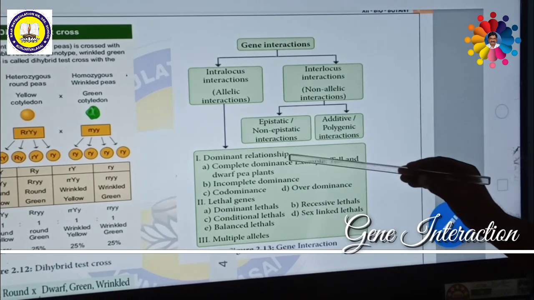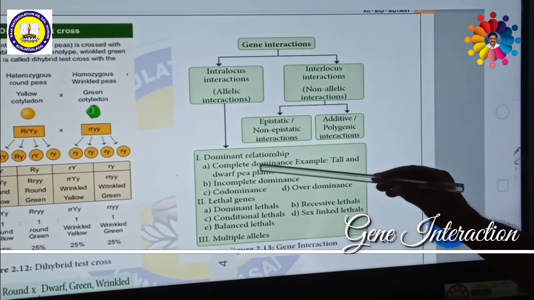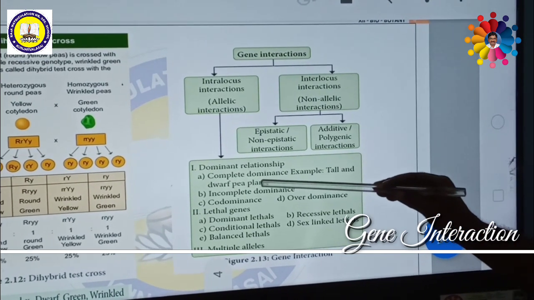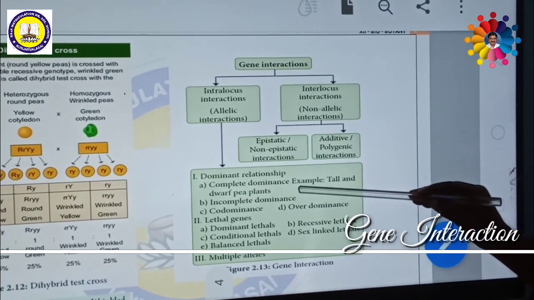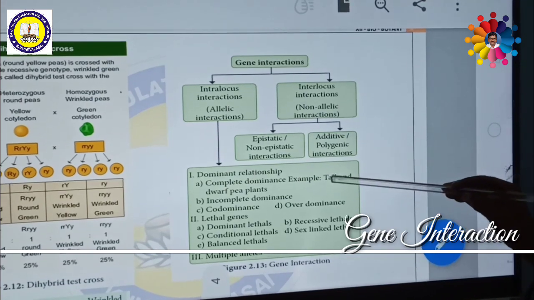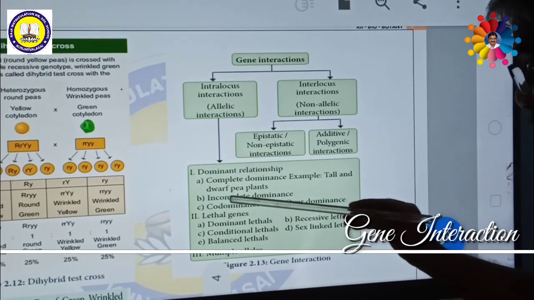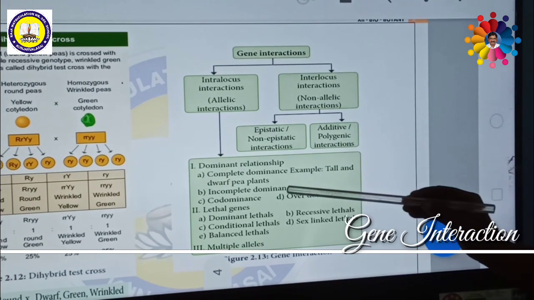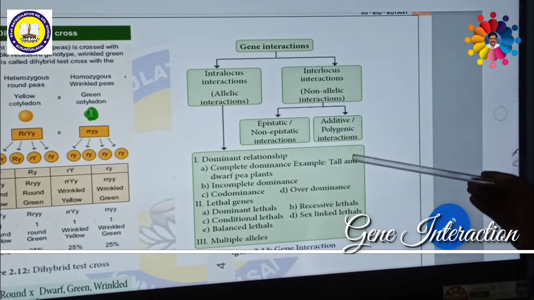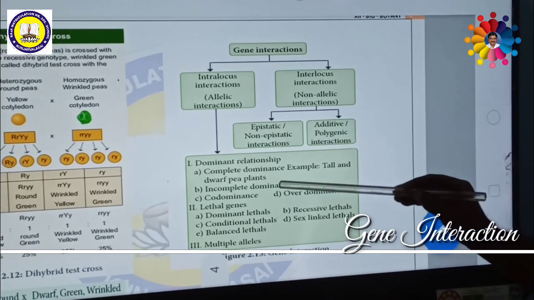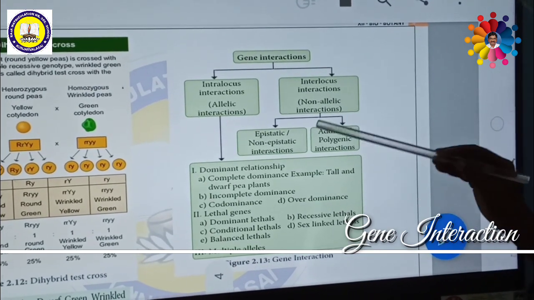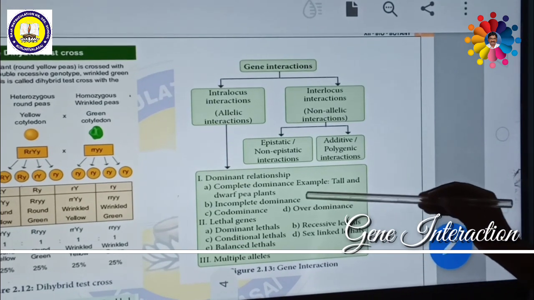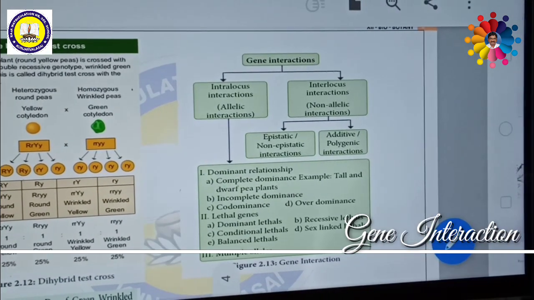Among the dominant relationships, one is complete dominance. Complete dominance means when tall and dwarf are crossed, only tall appears in the F1 generation. This is called complete dominance. Incomplete dominance, we shall see next. What do you mean by incomplete dominance? Neither of the parents will appear completely. So part of the male and part of the female parent will appear in the F1 generation. That is called incomplete dominance.